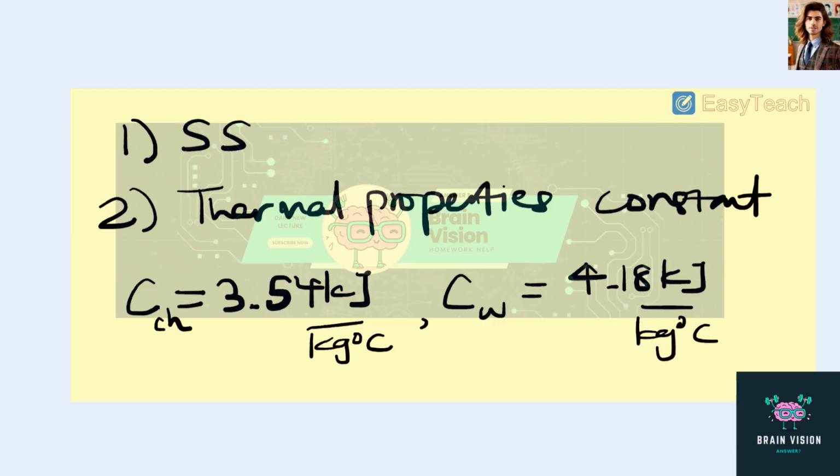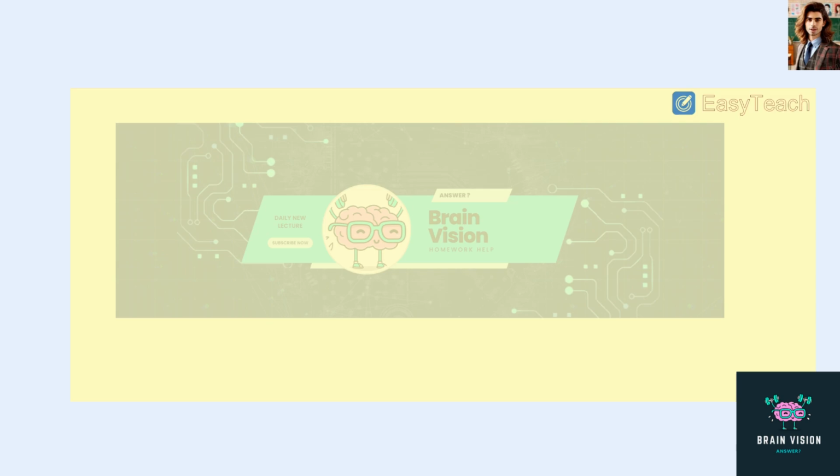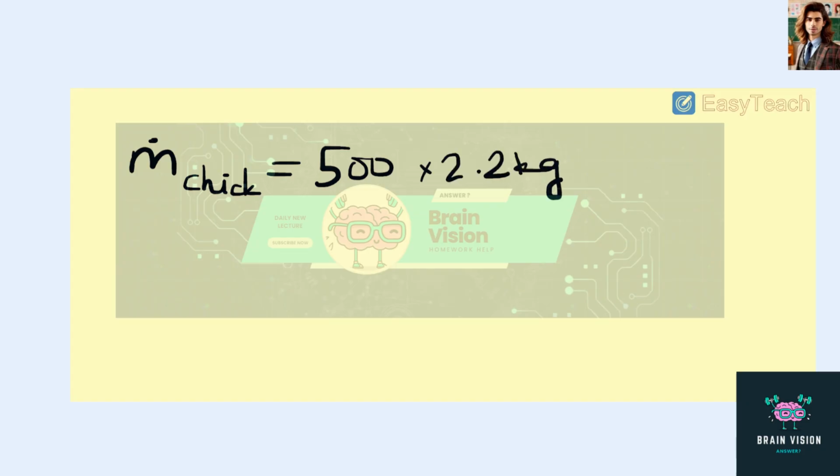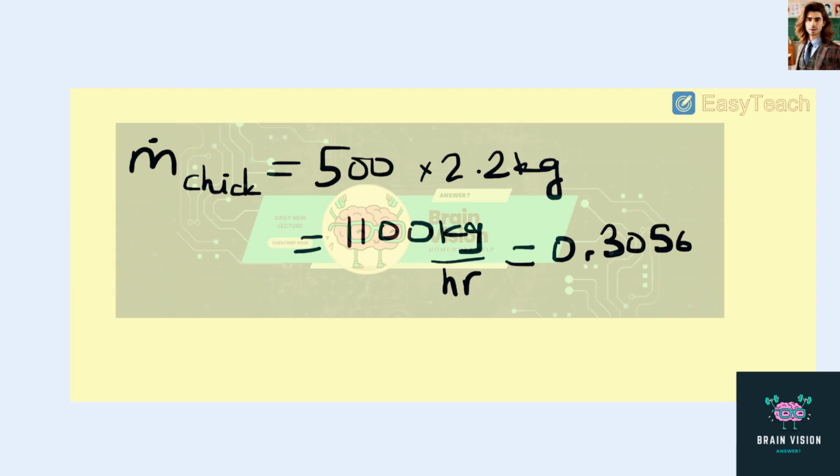What we're going to do first is find the mass flow rate of the chicken through the cooler. We can say that the mass flow rate of the chicken is equal to the number of chickens per hour, so that's 500 chickens an hour, times the mass of each chicken, 2.2 kg, which gives us a mass flow rate of 1100 kilograms of chicken per hour. And this is equivalent to 0.3056 kilograms per second.